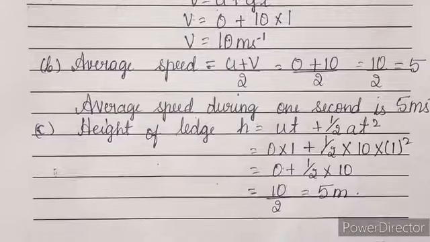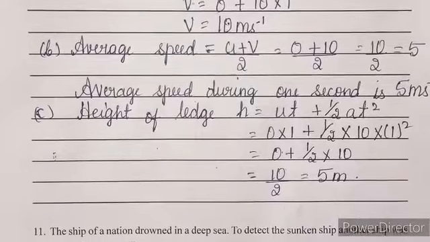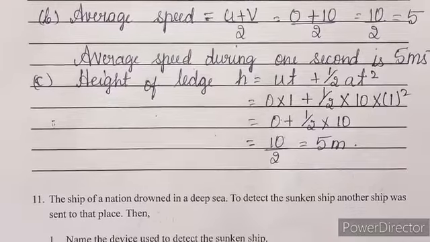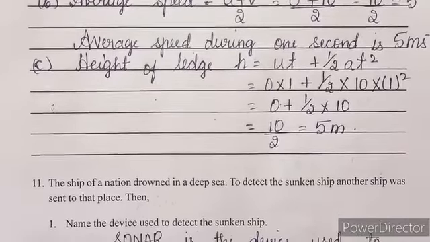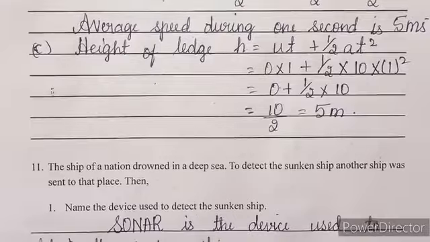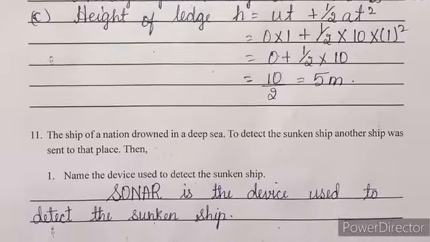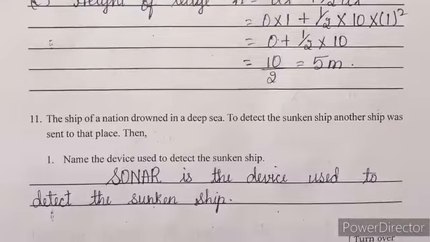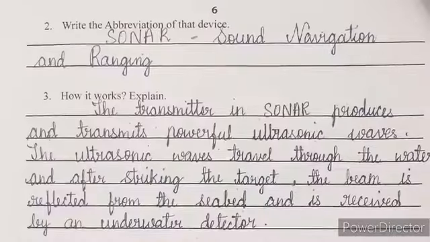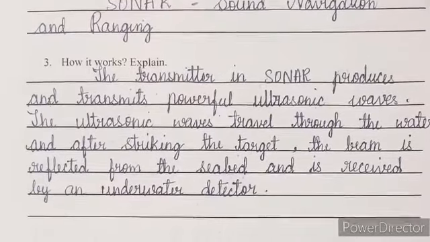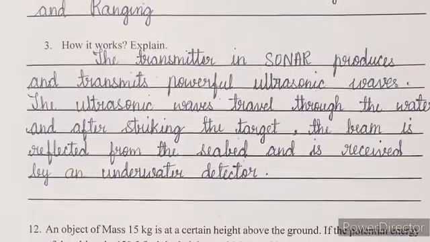Next, question number 11. The ship of a nation drowned in a deep sea. To detect the sunken ship, another ship was sent to that place. Then, name the device used to detect the sunken ship. Answer is sonar. Sonar is the device used to detect the sunken ship. Next question, write the abbreviation of that device. Sonar is sound navigation and ranging.